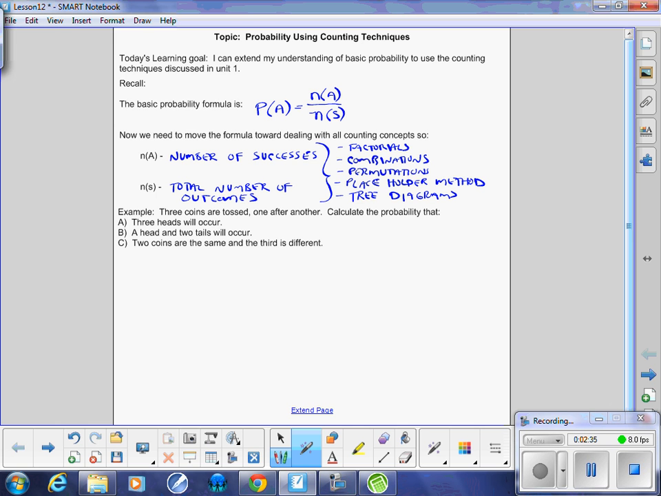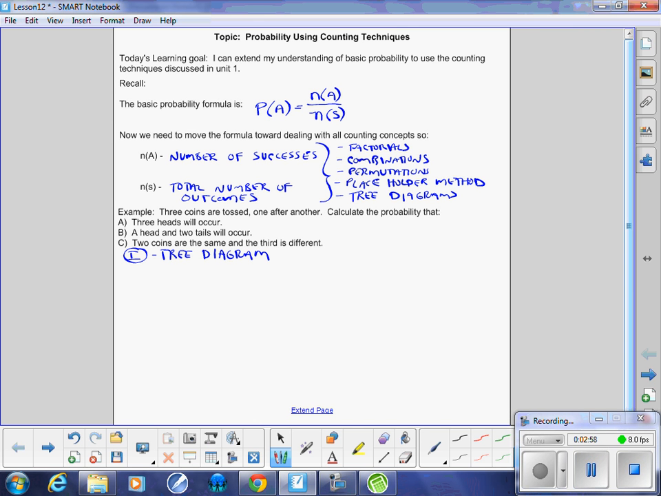So, 3 coins are tossed one after another. Calculate the probability, part A, that 3 heads occur. There are 2 ways, and I'm going to show it 2 ways. I'm going to look at number 1 here, the tree diagram. There are going to be a lot of people saying, oh, a tree diagram, don't make us do that. No, you don't have to. I'm going to show you the second method.